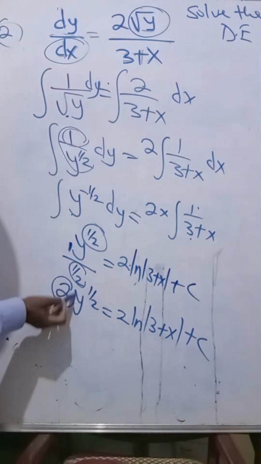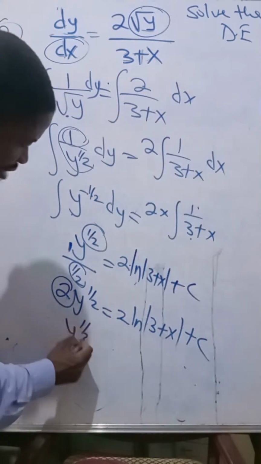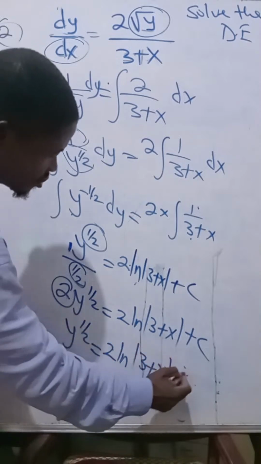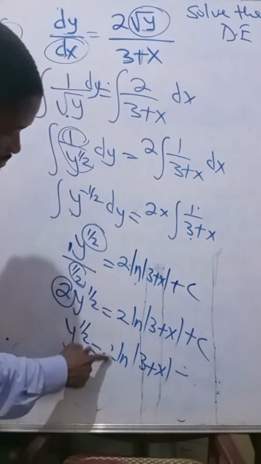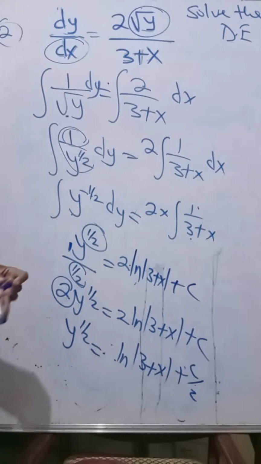If you like, you can remove this 2 from here, divide both sides by 2, and that will give you this particular equation. So 2 will go from here, so that will be plus c over 2. So that settles this one.